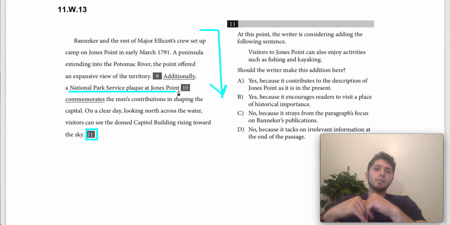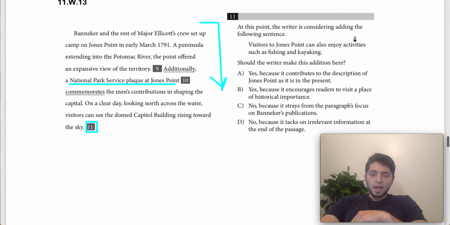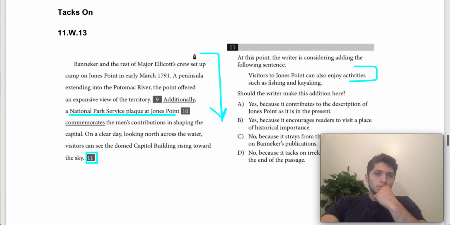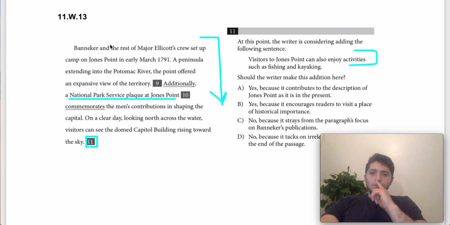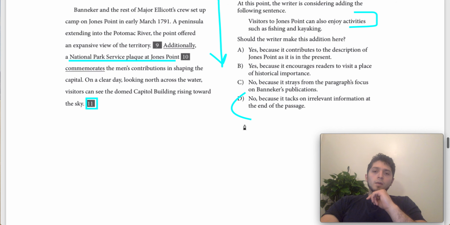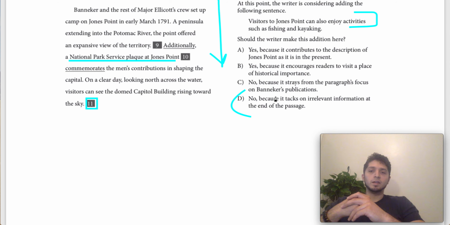So this is talking about Jones Point, connecting it to the history, saying there's a park, there's a plaque. And then this right here is saying that visitors to Jones Point can also enjoy these activities such as fishing and kayaking. The problem with this is that it seems to be tacked on to the end of the passage here for 11, right? And so it tacks on irrelevant information at the end of the passage. And we just get the sense that it's not complete, right? They're just adding the fact that you can enjoy these activities, etc., etc.